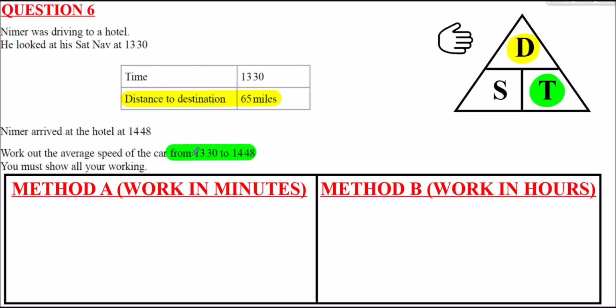So working in minutes, so from 1:30, 13:30, then you could go to 2 o'clock, and from 2 o'clock to 14:48. What's the total time elapsed? Well, from 1:30 to 2 o'clock, that's 30 minutes. Then from 2 to 2:48 is an extra 48 minutes. And so this here, 30 plus 48, in terms of minutes, it's simply 78 minutes in total.